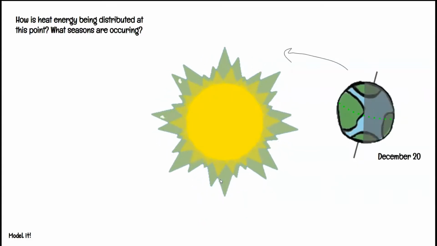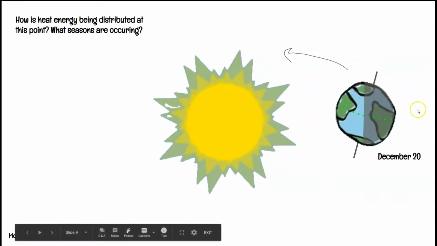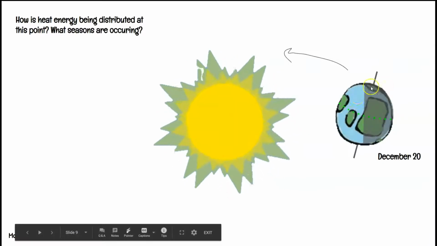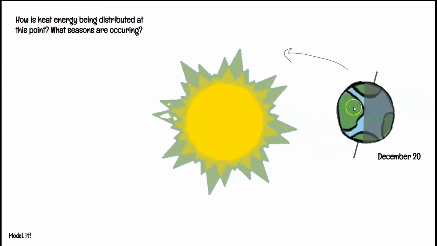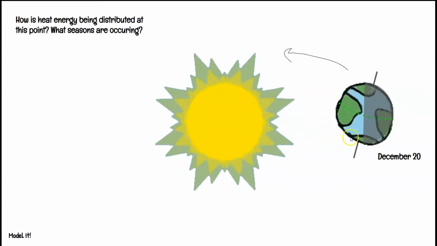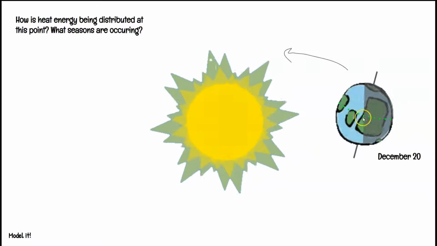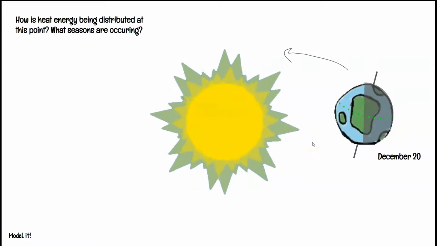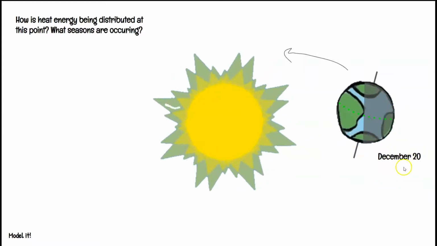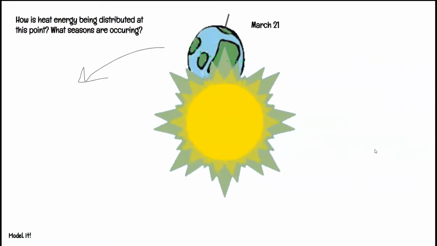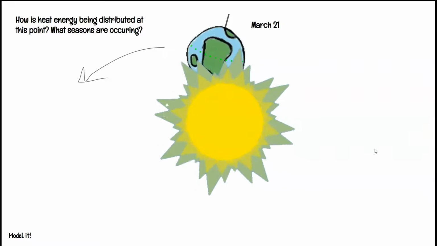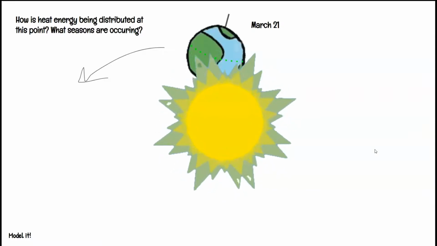Continuing on, December 20th, I noticed that now my northern hemisphere is tilted away from the sun, which means the northern hemisphere, where we are, is receiving indirect heat energy, which means it's winter here, and now it's summer in the southern hemisphere because they're tilted towards and receiving direct heat energy. So summer starts on December 20th in Australia. Can you believe that?